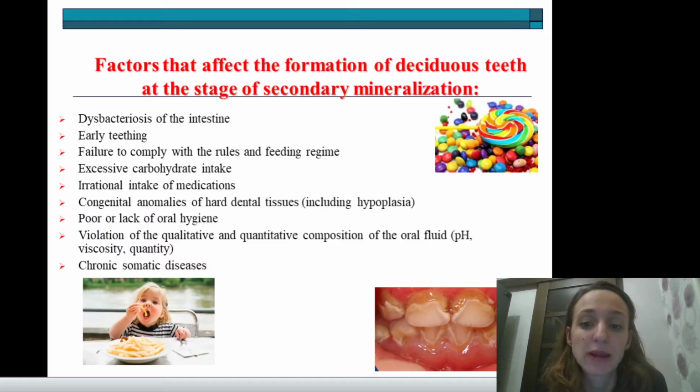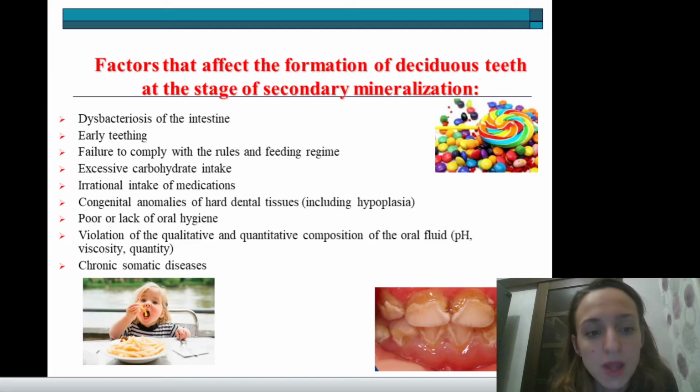Factors that affect the formation of deciduous teeth at the stage of secondary mineralization. It is dysbacteriosis of the intestine, early teething, failure to comply with the rules and feeding regime, excessive carbohydrate intake, irrational intake of medication, congenital anomalies of hard dental tissues, poor or lack of oral hygiene, and chronic somatic diseases.